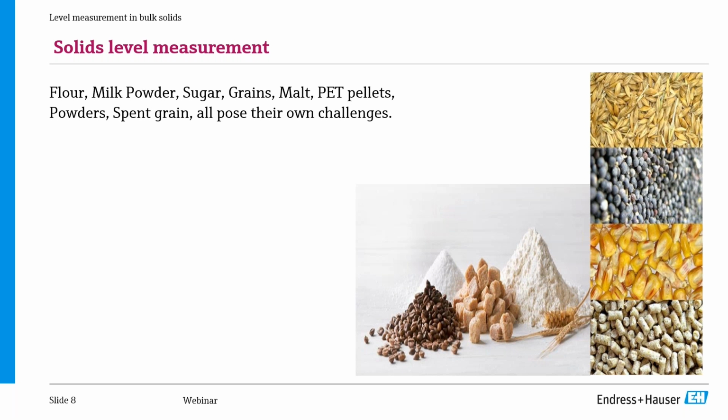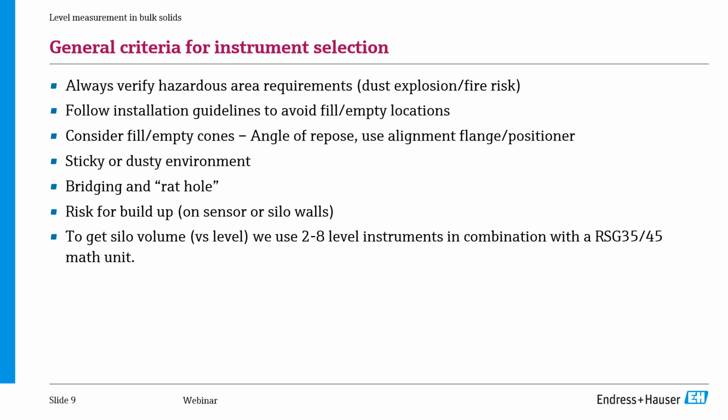Okay, so let's check a couple of examples and understand what the general criteria are to select the right instrumentation for my silo, for my storage in general. So, the general criteria for instrument selection when we talk about solid measurements. The first one is safety. Is it a hazardous area? You always have to make sure that you're using the right instrumentation with the right Ex approval, since many bulk solids are considered flammable.